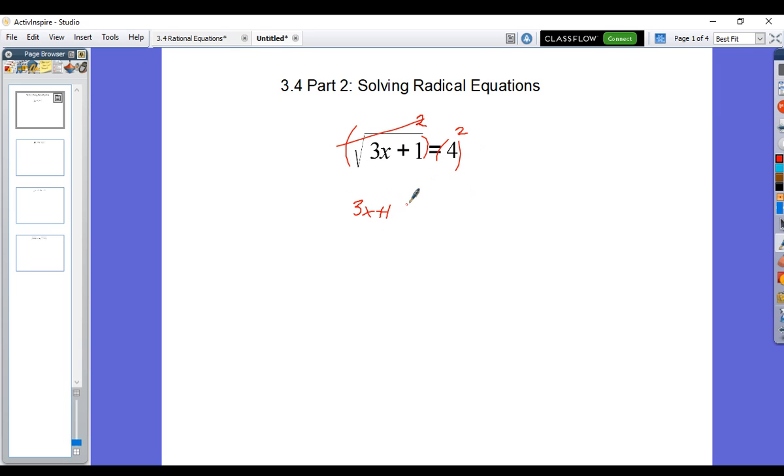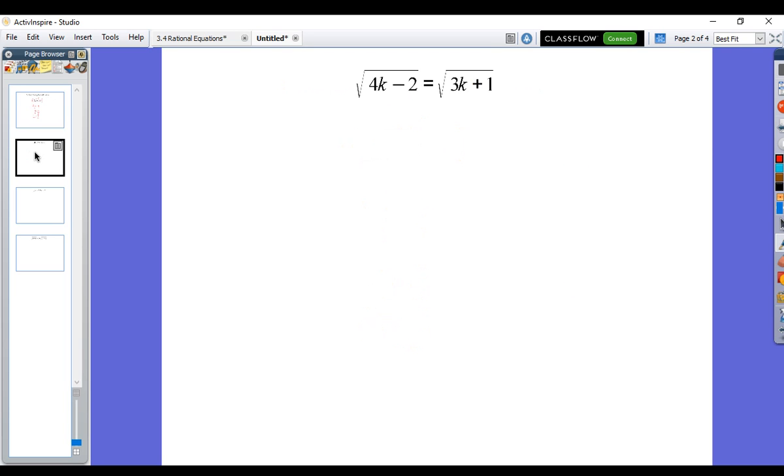Over here, when we square the 4, we get 16. And the rest is just very simple. We solve for x. So we minus 1, 3x equals 15, divided by 3, divided by 3, x equals 5. Okay, it's kind of a simple one here to start us out. So you kind of get the idea, that's what we're doing. So let's practice a couple more that you'll see throughout the homework.